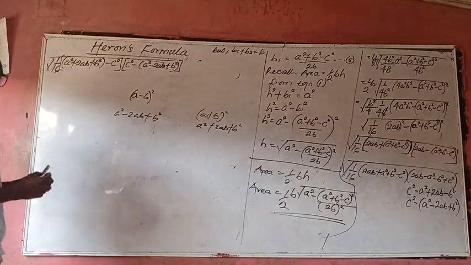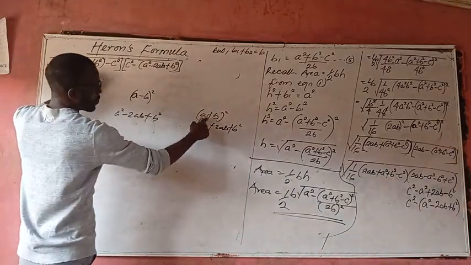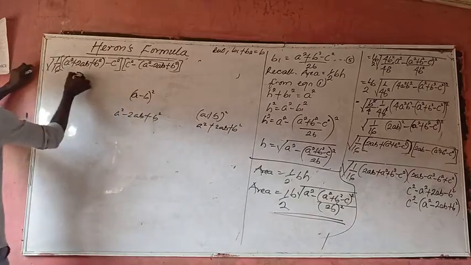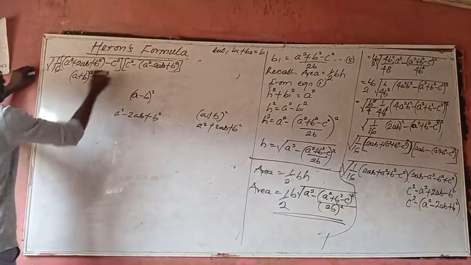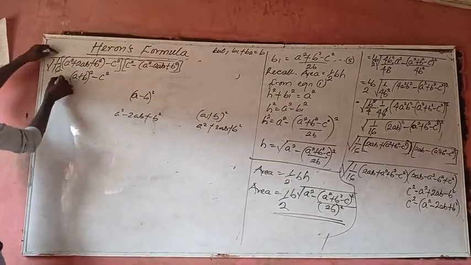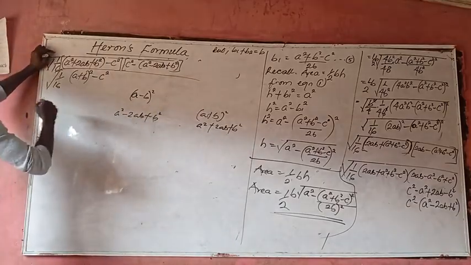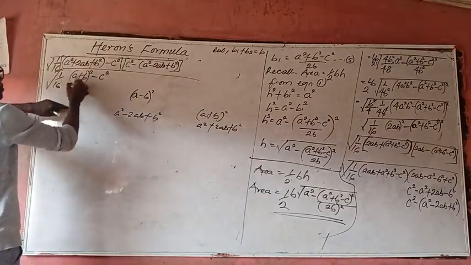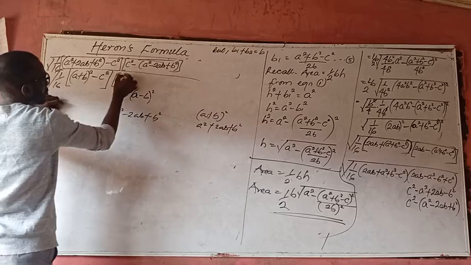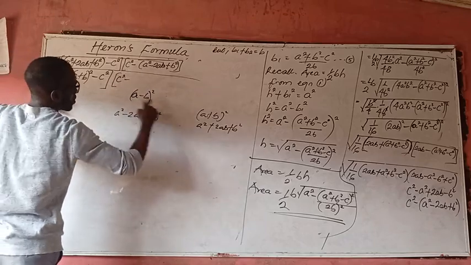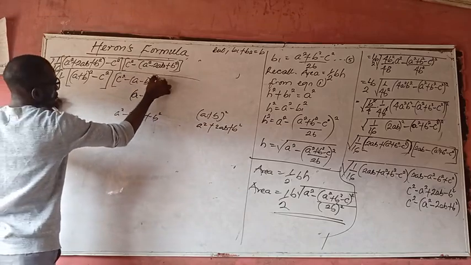So you are still with me, right? From here, this is from (a plus b) all squared. So this is (a plus b) all squared minus c squared. Is it making sense? Then 1 over 16 is still here. Our square root is still there. Alright. Then let's put in square bracket again. Then here, c squared minus, what is this? Right? (a minus b) all squared. Good.